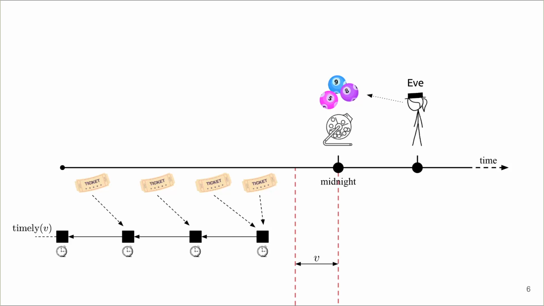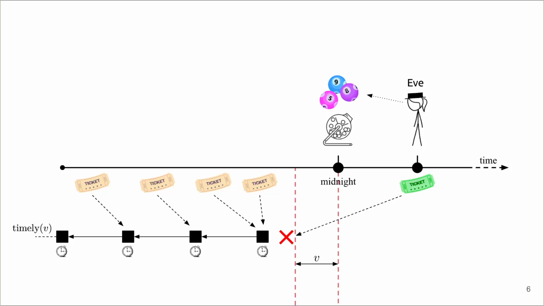Now, a few seconds after midnight, after Eve has already observed the winning lottery numbers, she cannot create a new block that has a timestamp that is old enough, midnight minus V, to buy the winning lottery ticket inside this block, because this would violate timeliness. So you cannot introduce into the stable chain a new block that has a very old timestamp, right? So this is the idea of timeliness and how it can be helpful.